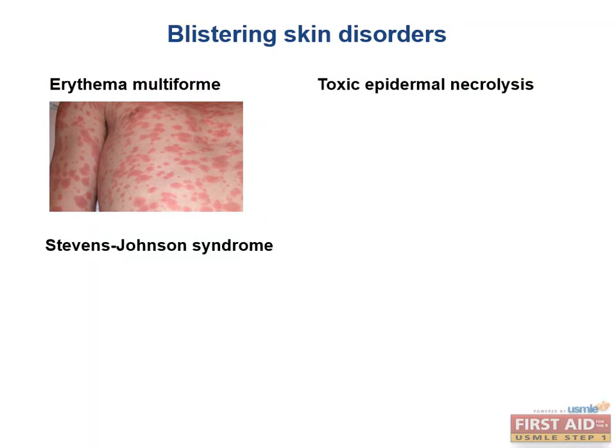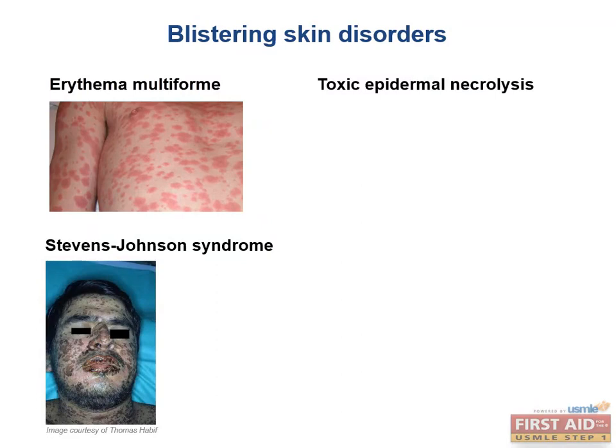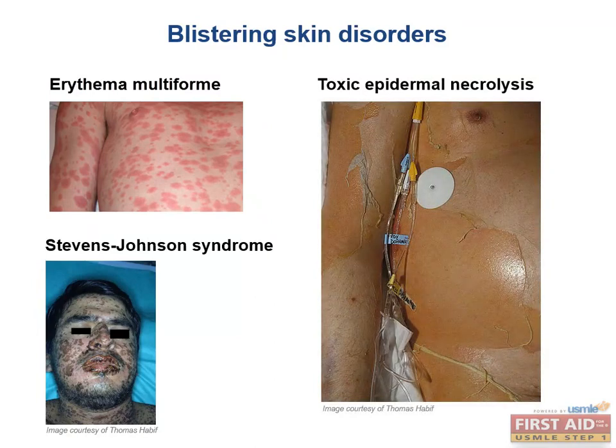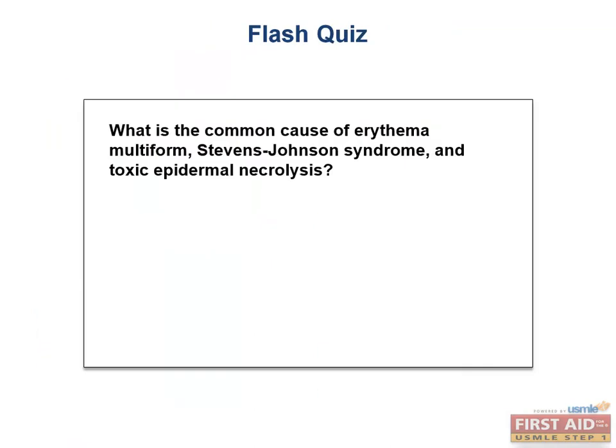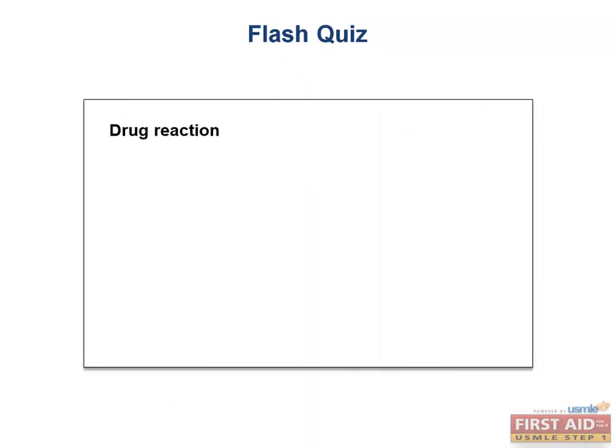purposes of the boards. SJS, in contrast to EM, also has a more concerning skin finding, usually including bullae with necrotic areas, particularly orally, and is found along with systemic signs like fever. What is it called if more than 30% of the skin is involved? TEN. This is life-threatening, and the skin is literally sloughing off. Let's have a flash quiz. What is the common cause of EM, SJS, and TEN? Drug reaction.